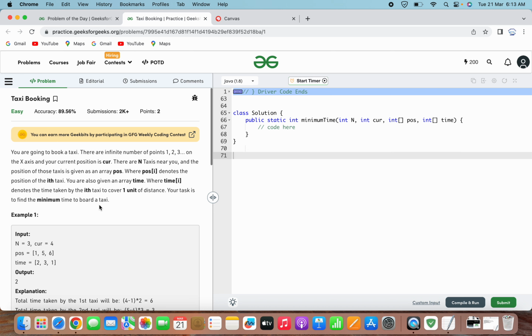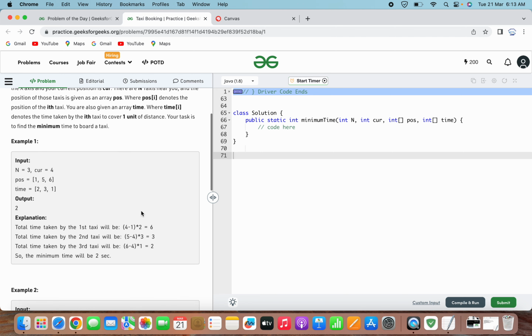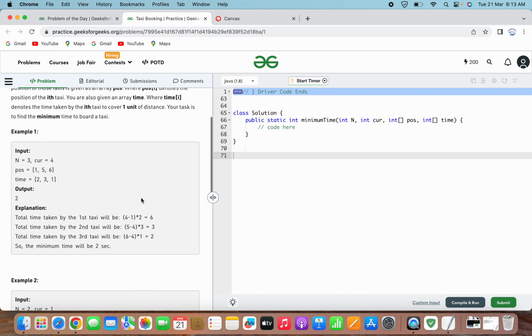Suppose we are at location ABC, so the taxi at some other location has to reach this point which is called ABC, something like that, and to cover that distance 1 unit it takes some time. So that is represented in the time array, and each time is again given by time of I. I hope this problem statement is clear. So let's go through the first example here.